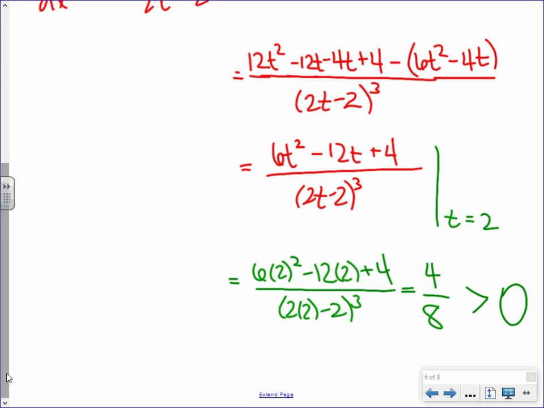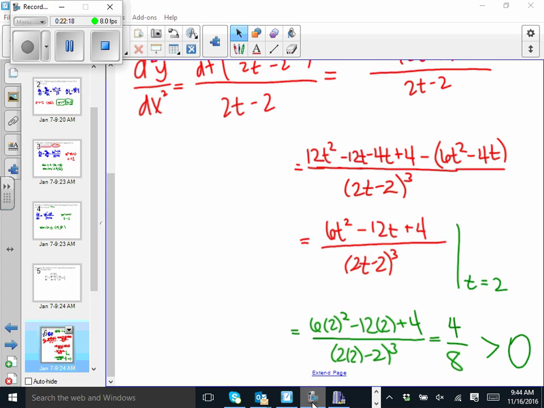So is there ever going to be a time where we have to apply those rules for parametrics?